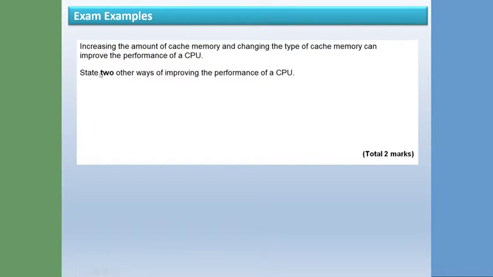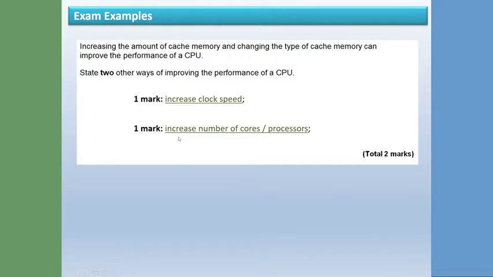But we're looking to state 2 other ways of improving the performance of a CPU. So how can we improve the speed or the performance? Okay. Well, firstly, we can increase our clock speed. The clock speed dictates how many of the fetch execute cycles are carried out per second. Okay, average CPU nowadays, if it's 3 gigahertz, we'll be doing about 3 billion instructions per second. So if we speed that clock speed up, it can carry out more instructions.